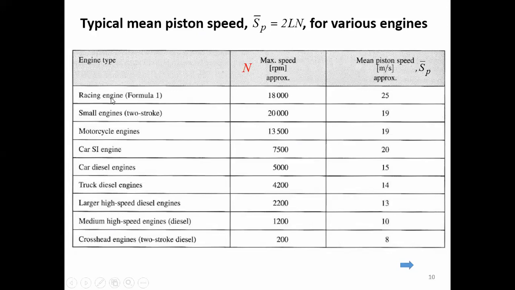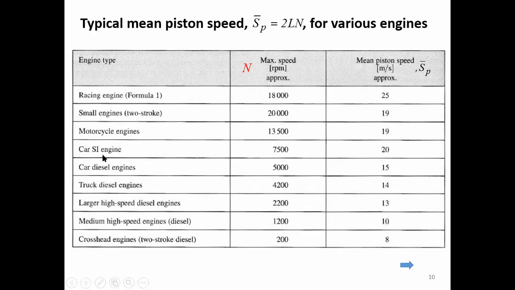The racing engine, the Formula One, look at the maximum speed, wow, 18,000 RPM. It is very fast. That means the mean piston speed is also high, 25 meters per second. For the small two-stroke engine, the speed is also high. For the motorcycle engine, the speed is also high, 13,500 RPM, the maximum that the engine can go.